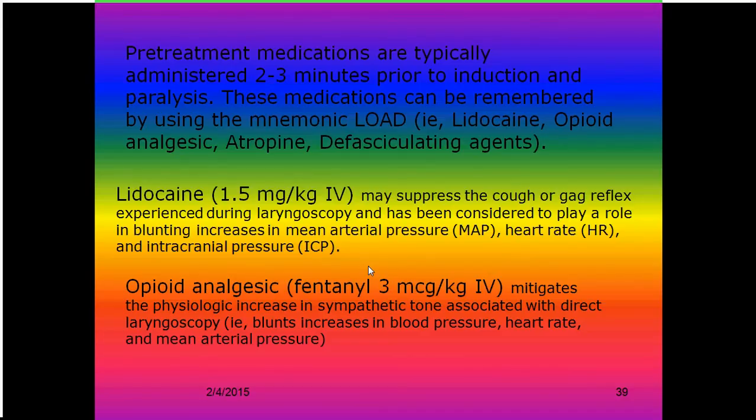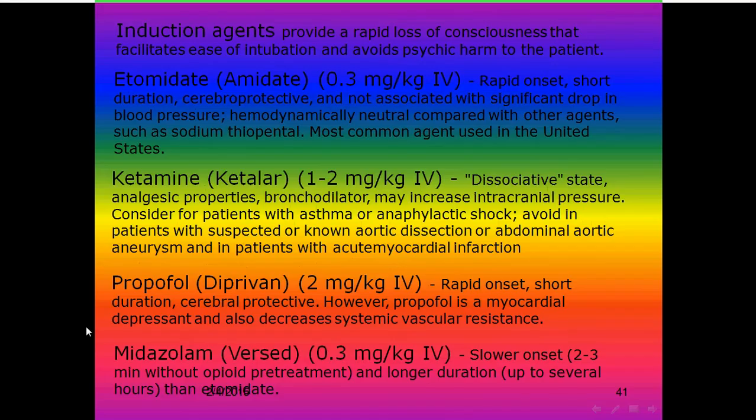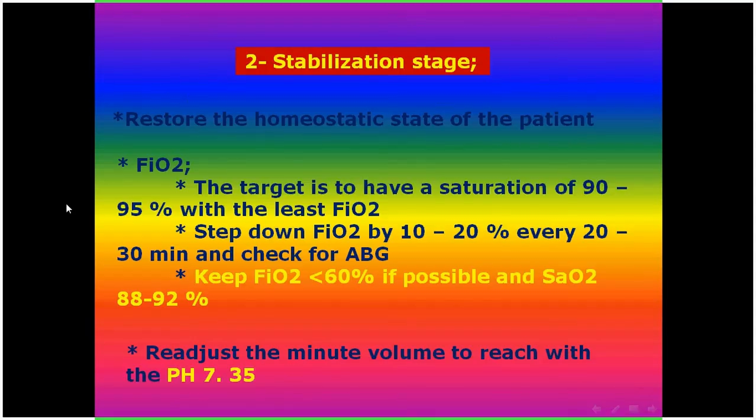The patient should be intubated, whether by awake intubation or rapid sequence intubation, with pre-treatment of the patient with xylocaine, opioid, or atropine, a defasciculating dose of muscle relaxants, and induction with etomidate, ketamine, propofol, or midazolam, and then paralyzing agents like succinylcholine. This is not the topic of our lecture today, so I'll skip it to the second part.